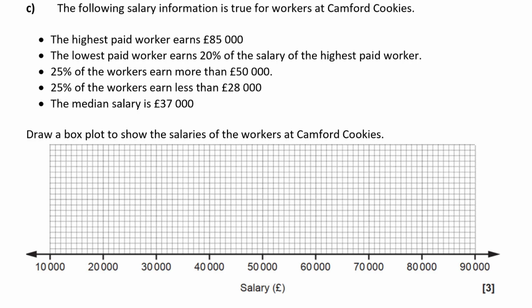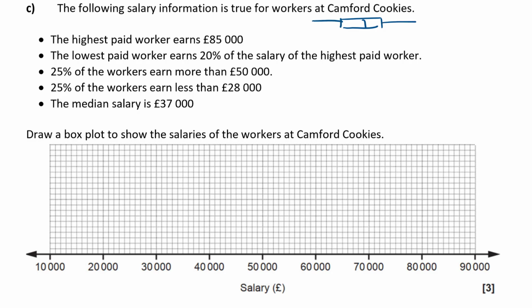The median salary is £37,000. Okay, that should be enough information to work out our box plot then. You remember we needed to know 5 values, didn't we? We needed the Q1, the Q2 and the Q3 values for doing the box, and we needed the highest and the lowest to do the whiskers.